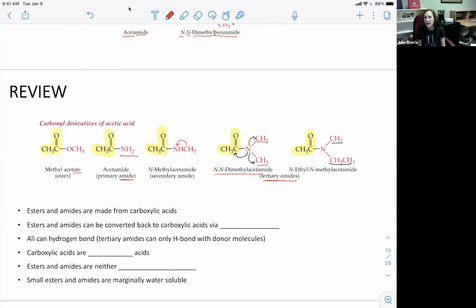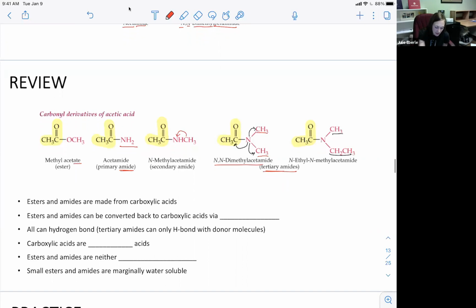So esters and amides are made from, or you'll hear me say they're derivatives of, carboxylic acids. Esters and amides can be converted back to, okay, we haven't talked about this yet, via hydrolysis. So that part's actually not reviewed. We're going to get to hydrolysis reactions. All can hydrogen bond, but tertiary amides can only hydrogen bond with donor molecules. So you might consider how that would affect their boiling points. Tertiary amides would have lower boiling points than primary, secondary.